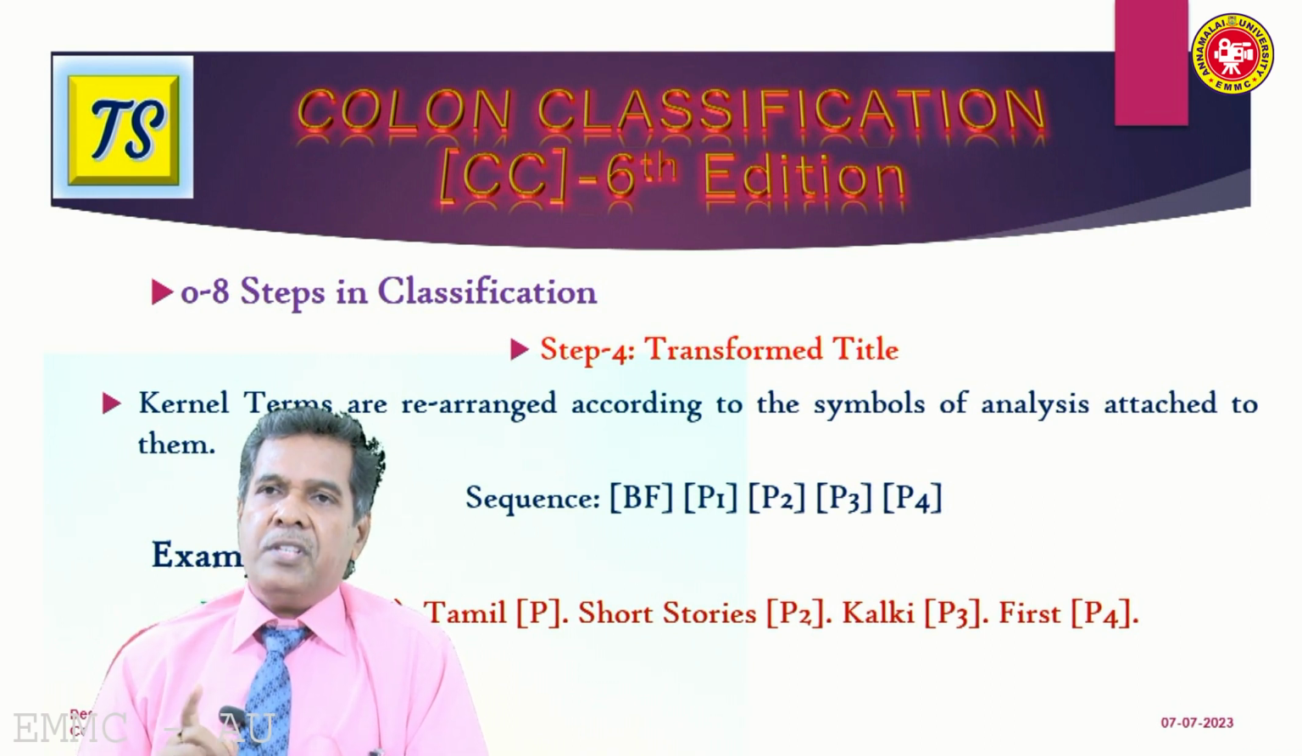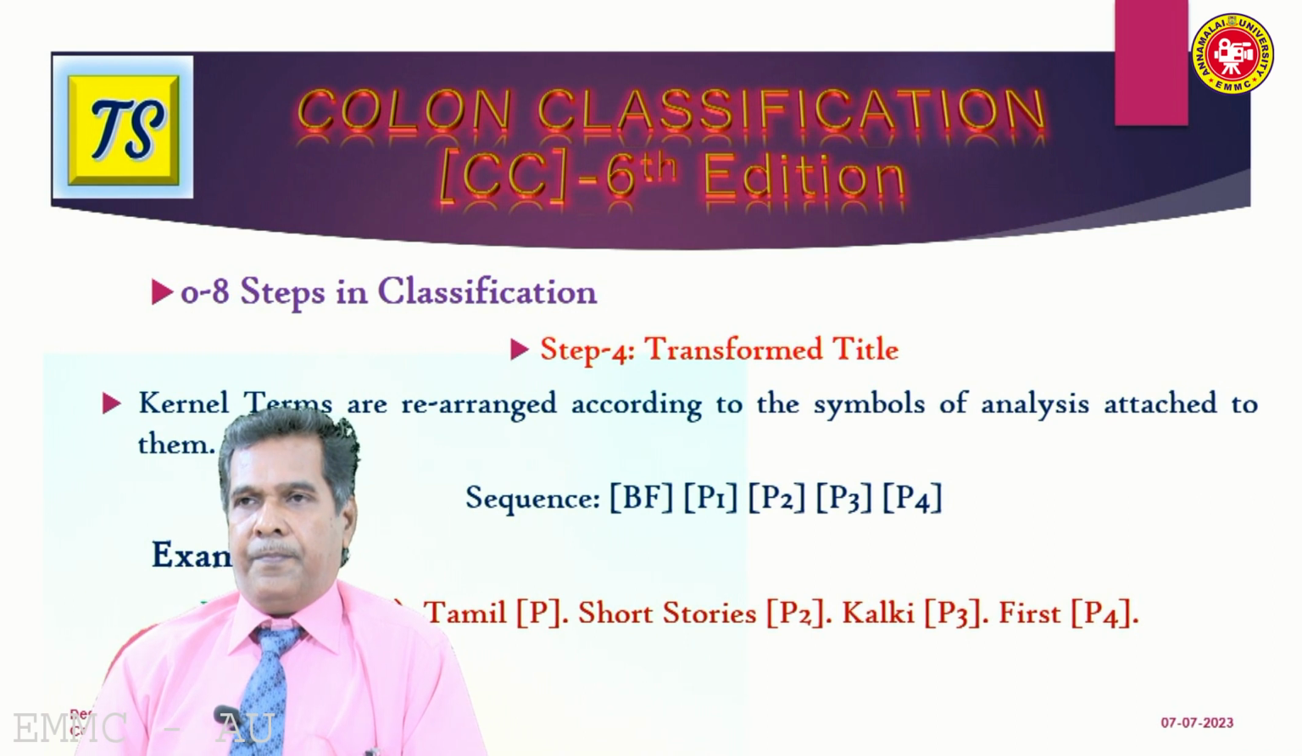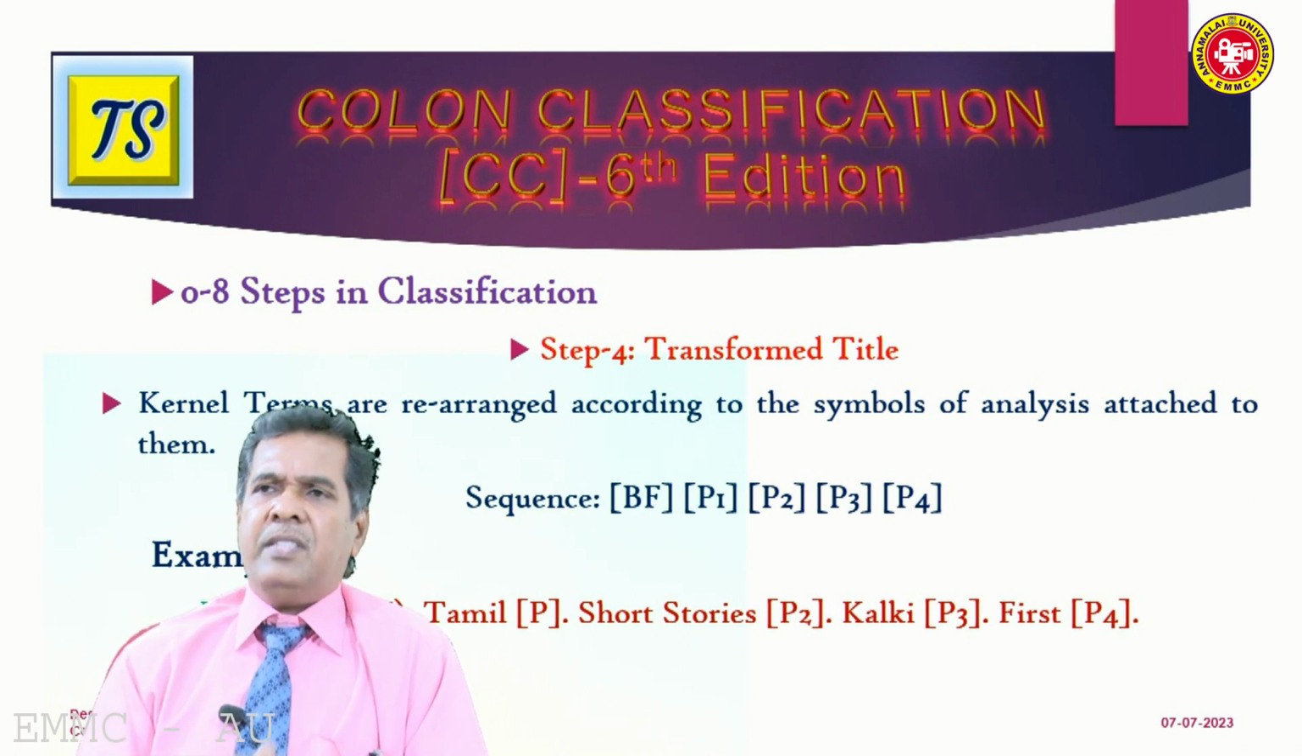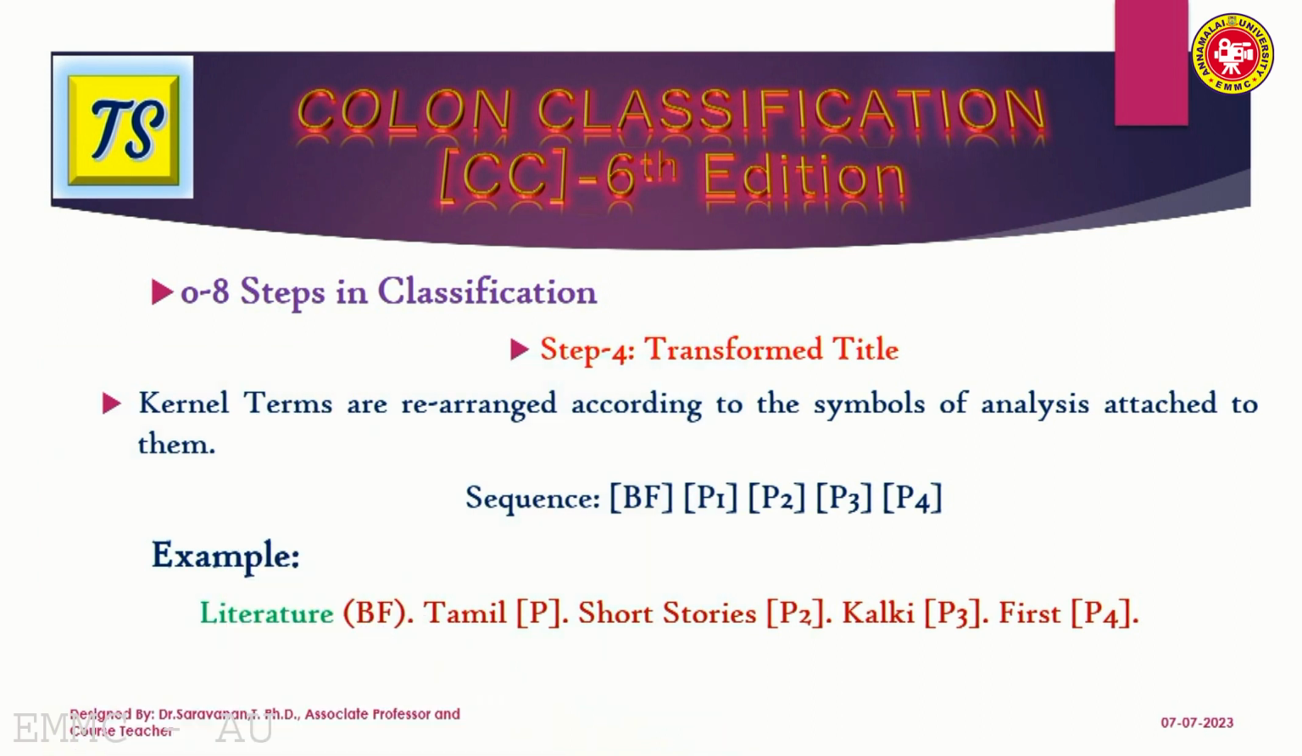Step 4 is the transformed title. Whatever facets we identified need to be sequenced. They need to be rearranged as per the postulate of sequence. It should start with the basic facet. Any class number should commence with the basic facet because it has more concreteness according to S.R. Ranganathan. See here the basic facet and personality facets, the 4 levels have been sequenced.